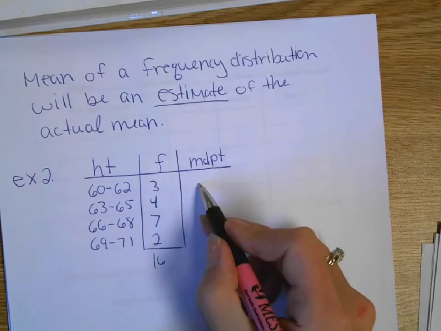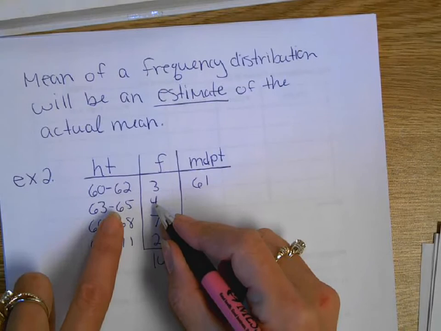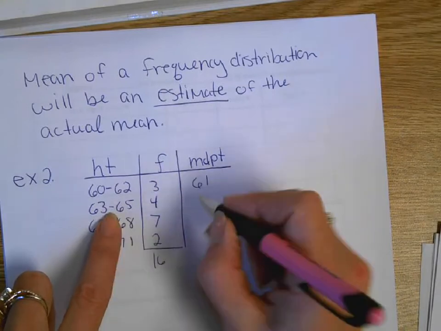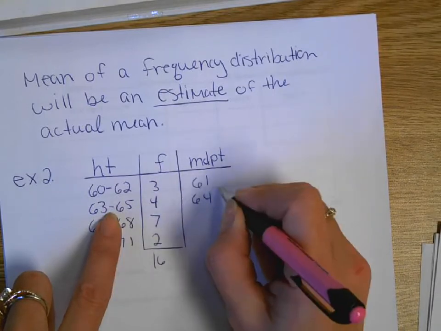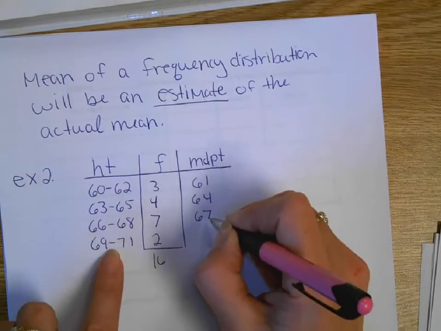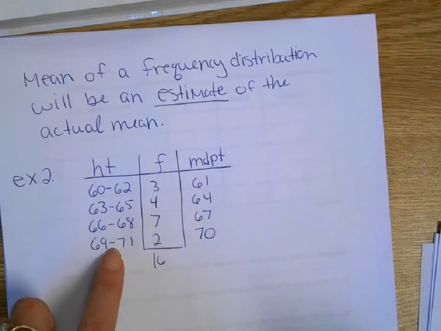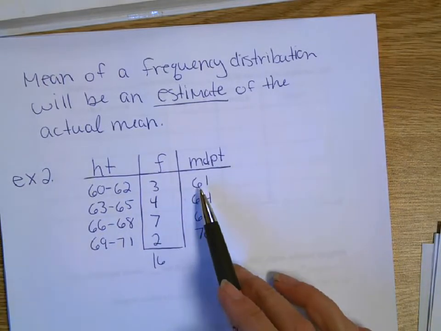And I'm going to assume I've got 3 girls that are 61 inches tall. Then I'm going to assume I've got 4 girls that are at the midpoint of 64. Remember, the class width was 3, so these are going to be 3 apart. 67 and 70.